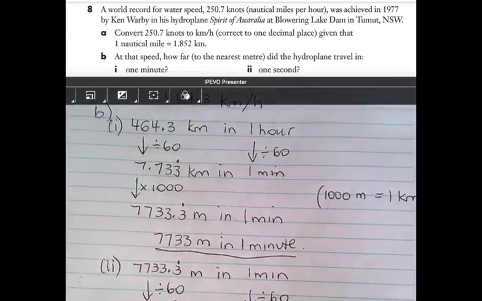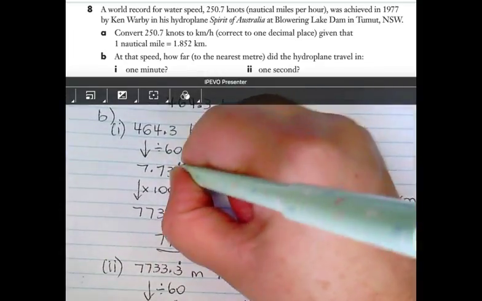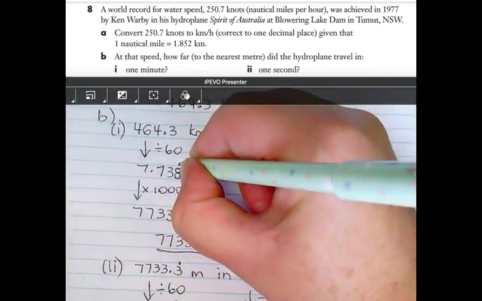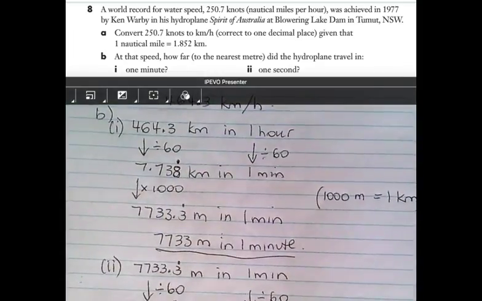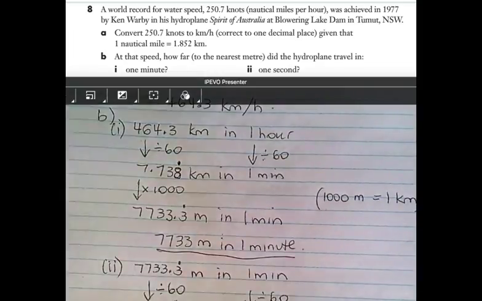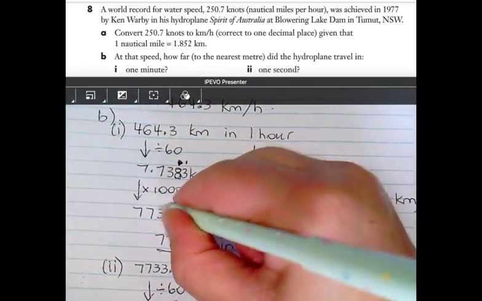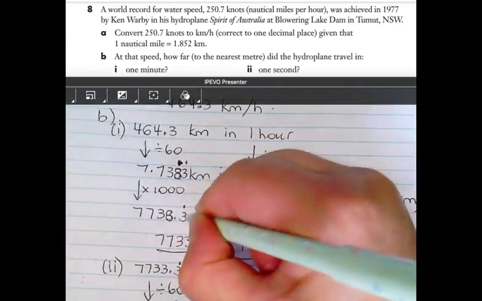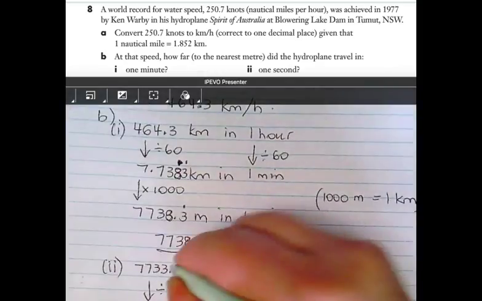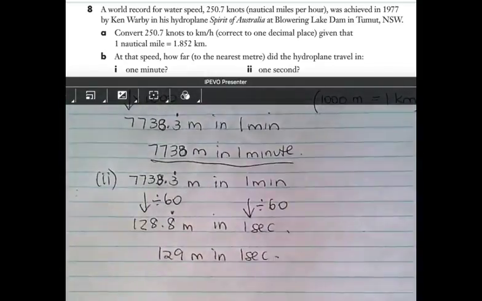Okay, sorry, just coming back here. I just wrote that out wrong. So 464.3 divided by 60 is 7.738 with a 3 recurring on the end. So this is 7738.3 recurring, which is 7738, and this here is also an 8. I just wrote that down wrong, but this final answer is still correct. It's all correct, just a transcription error.